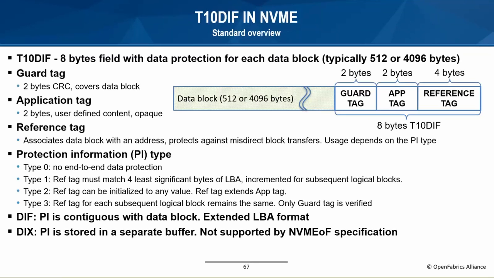NVMe specification defines 3 protection information types, which are the properties of a namespace. And from NVMe point of view, they differ in content and usage of reference tag. Protection information can be transferred as a contiguous part of data block. Such a combination of data and metadata is called extended LBA format. It is used in data integrity field or DIF specification. Another approach is to transfer protection information as a separate buffer. It is used in data integrity extension or DIX, and it is not supported by NVMe-oF fabric specification.